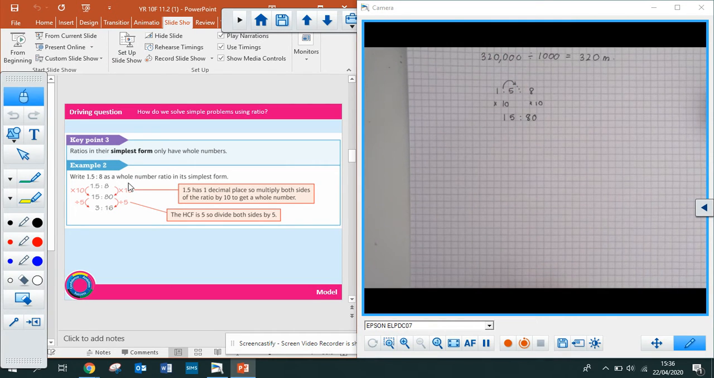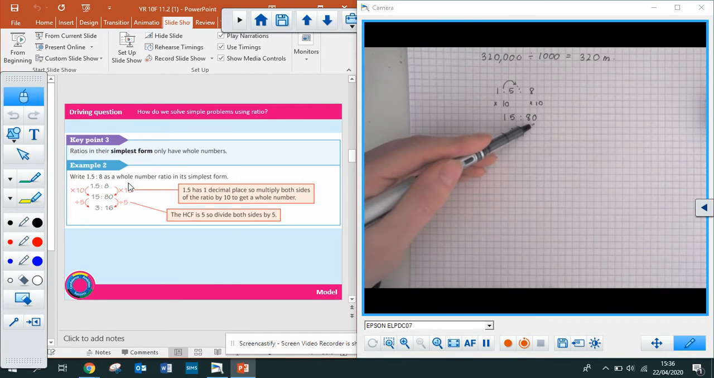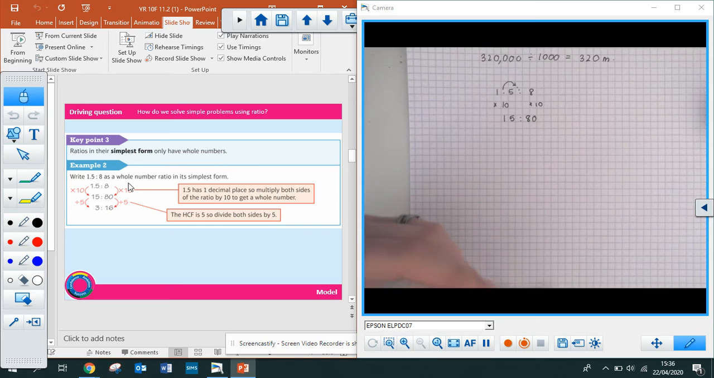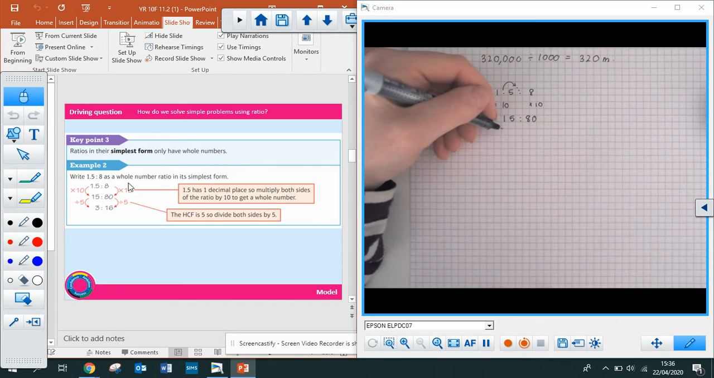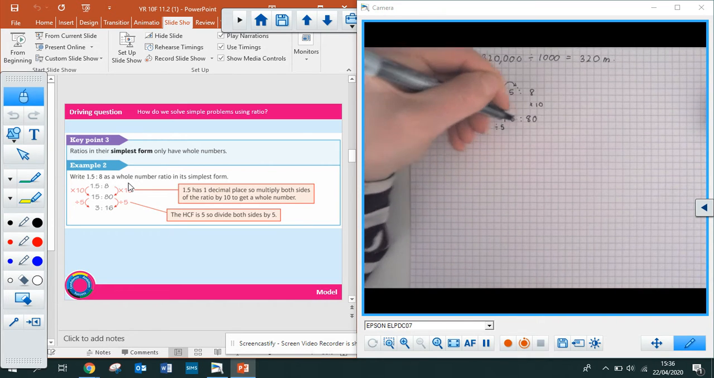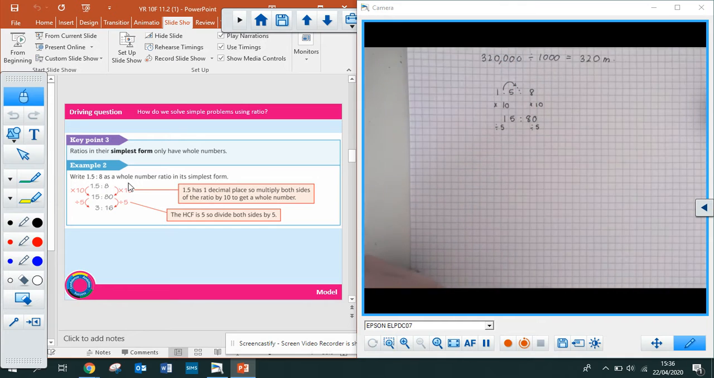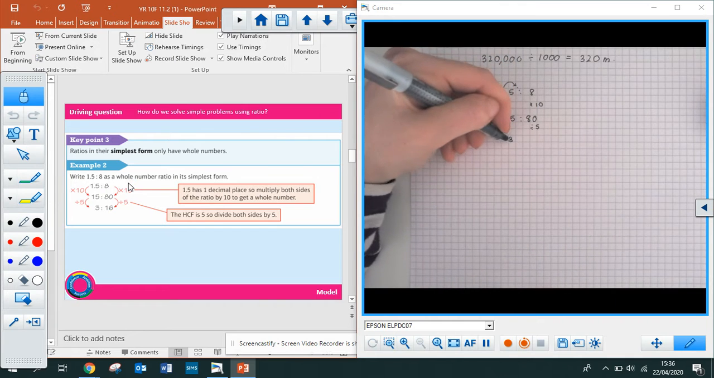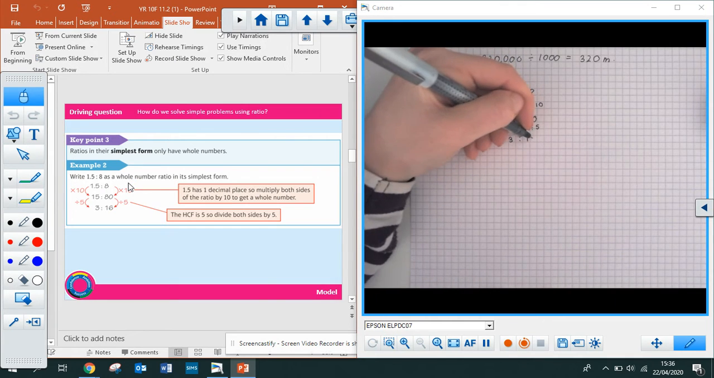Okay, I've multiplied it by 10. Same ratio, just without the decimal now. Okay, now I want to simplify it. As this number ends in 5 and this number ends in 0, I know that they're both going to be divisible by 5. So I'm going to divide both sides by 5 to try and simplify my ratio. Okay, that's going to leave me with 3 to 16.